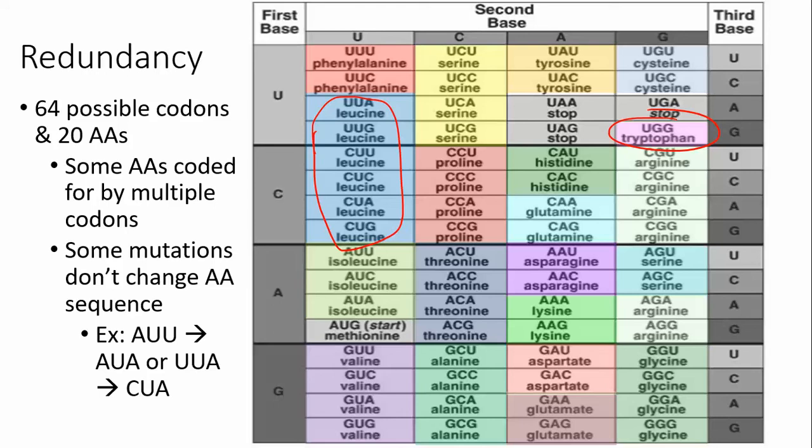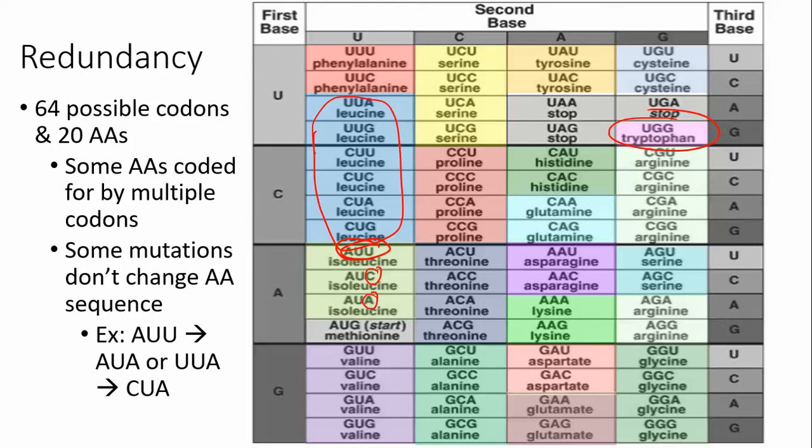AUU. AUU is this guy right here. So it codes for an isoleucine. Well, you can have a mutation that changes the third base in that codon to AUC or AUA, and it still will not change the amino acid that's produced in that spot, which is a very good thing because most mutations are either harmful or some of them don't really have an effect. And so you don't want to have a harmful mutation develop.